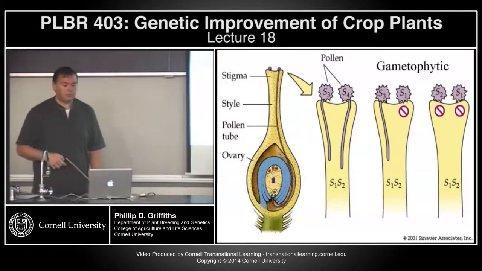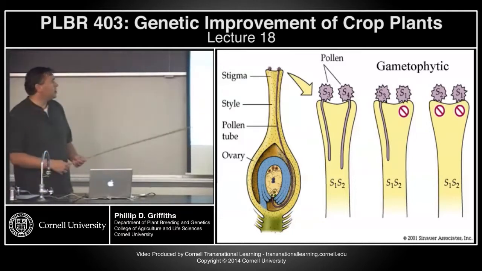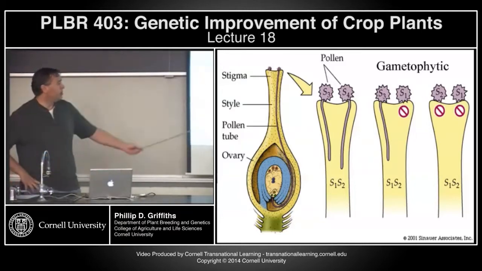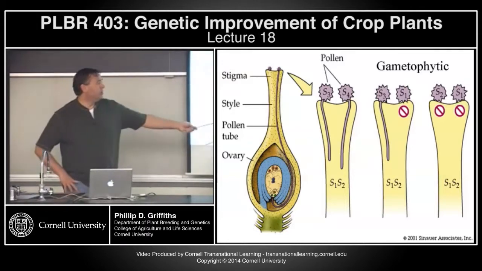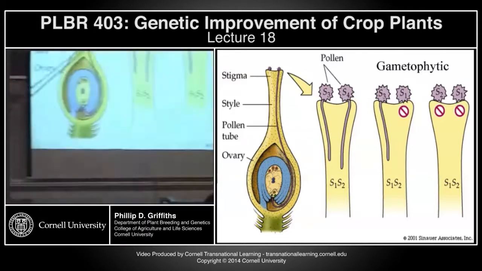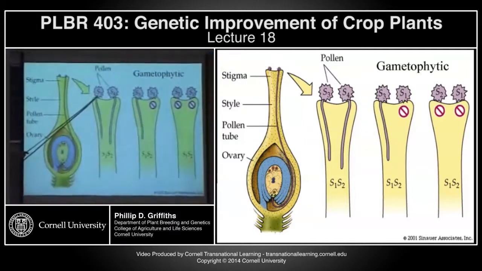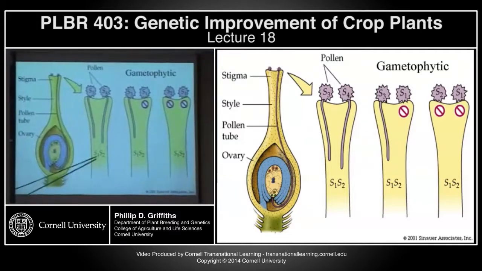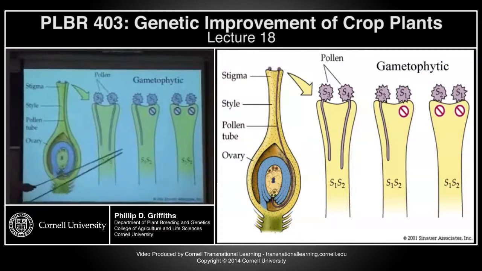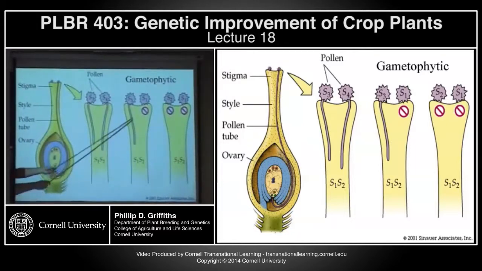And again, this is just a more colored example of the female type, where in the gametophytic system with the pollen, if the pollen is not the same type as the flower, it's able to form pollen tubes. If it is the same type, it is not.